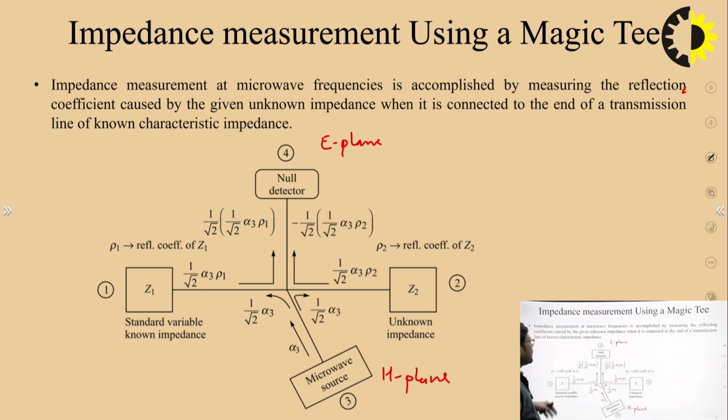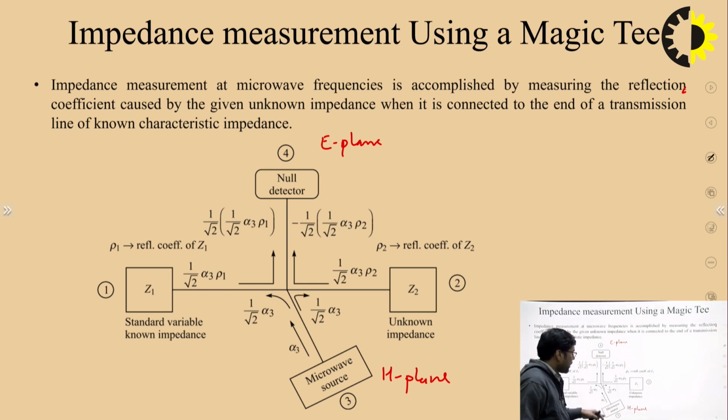So how can we arrange the system? You can see here, at port number 1 you have to attach the known impedance, that is a standard variable known impedance. At port number 2 you have to attach the unknown impedance, whose value you need to find out. At port number 3 you attach the microwave source, and at port number 4 you attach a detector, where you have to find the value equal to 0, that's why we call this a null detector. Why we need a null detector here, next we will understand.